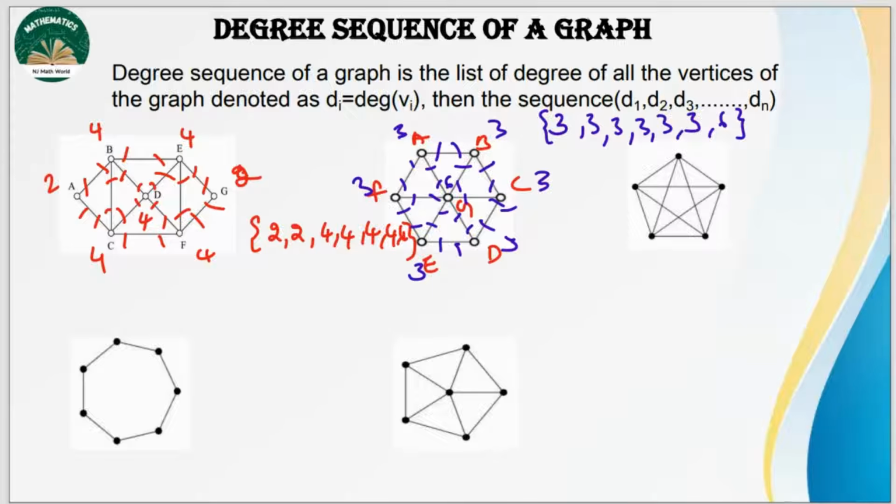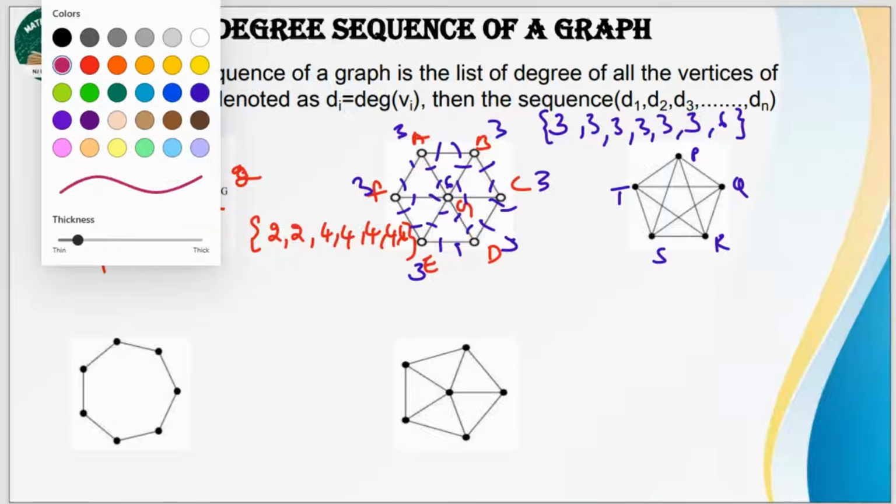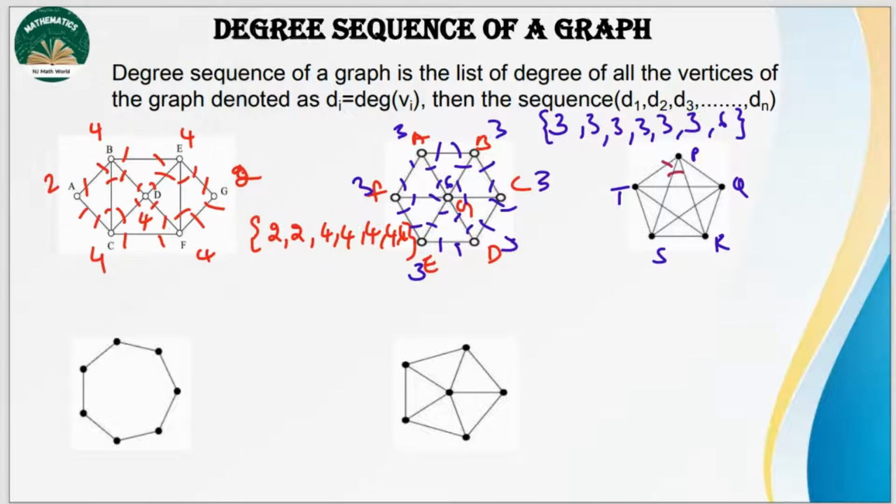Next one we will take. I'll consider these points as P, Q, R, S, T. We'll find the degree sequence of this. For P, 1, 2, 3, 4. Then Q, 1, 2, 3, 4. Each has 4 lines. So the degree sequence of this will be 4, 4, 4, 4, 4, five fours.